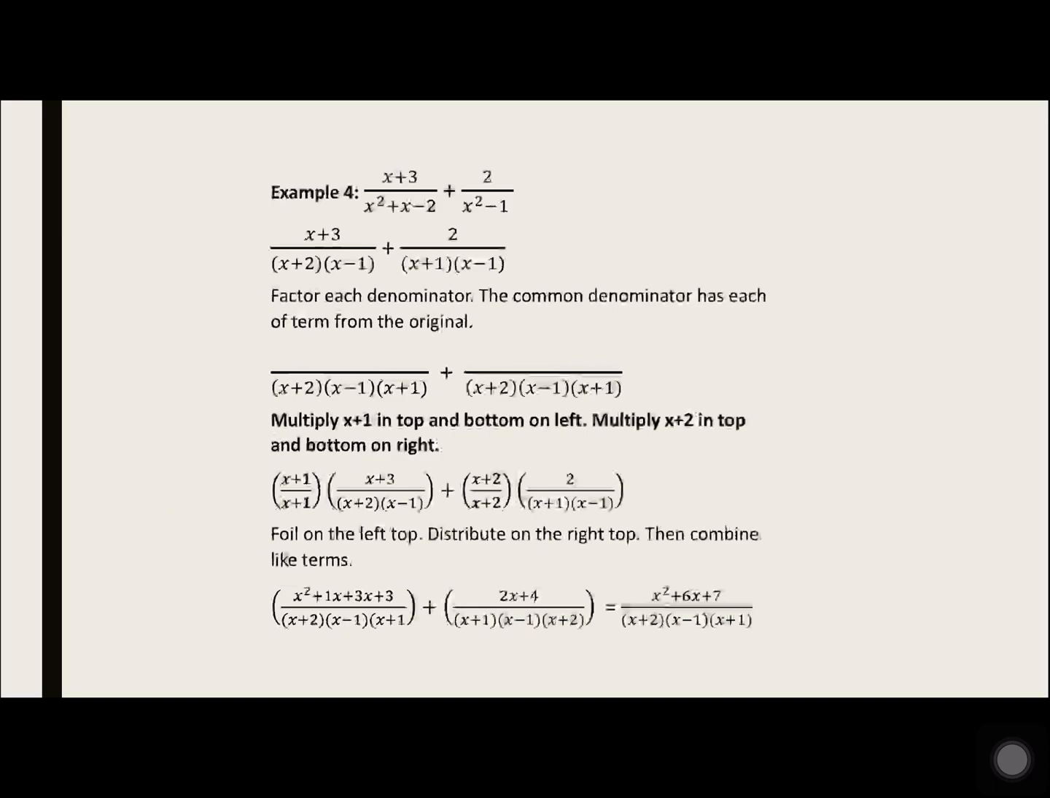Add our like terms, x squared. 1x plus 3x is 4x, plus 2x is 6x. Our numbers, 3 plus 4 is 7. So our answer is x squared plus 6x plus 7. The denominator stays the same. So it's (x plus 2)(x minus 1)(x plus 1). That's the end.